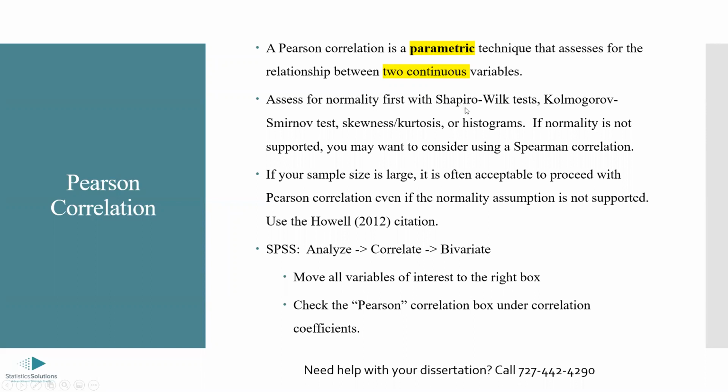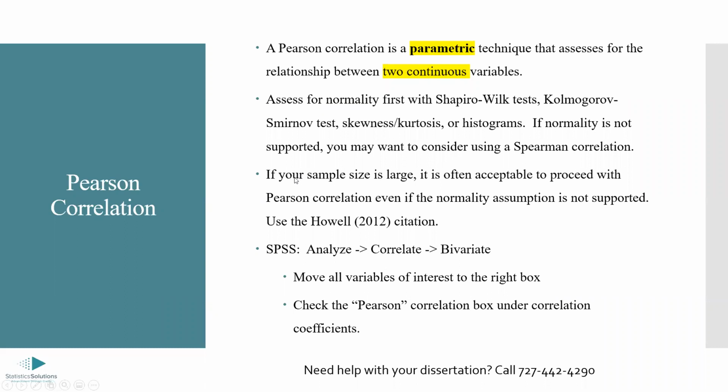Again, if you're going to a university, they might have their own guidelines on the best way to check for normality. There are several ways to do it. If normality is not supported, then you would want to consider using a Spearman correlation as an alternative. So remember, a Spearman correlation is the non-parametric alternative to a Pearson correlation. So a Spearman can be used when you have ordinal variables, but it can also be used when you have non-normal variables, meaning they don't follow a bell-shaped curve.